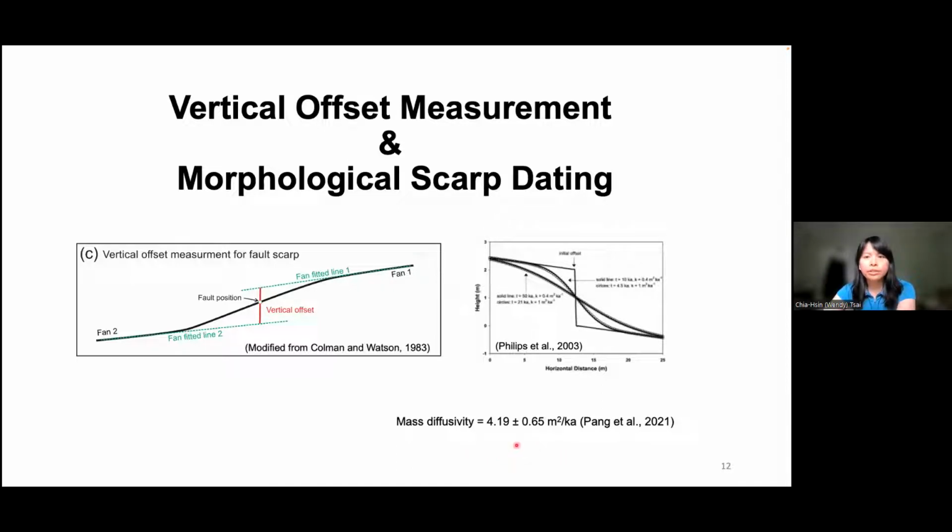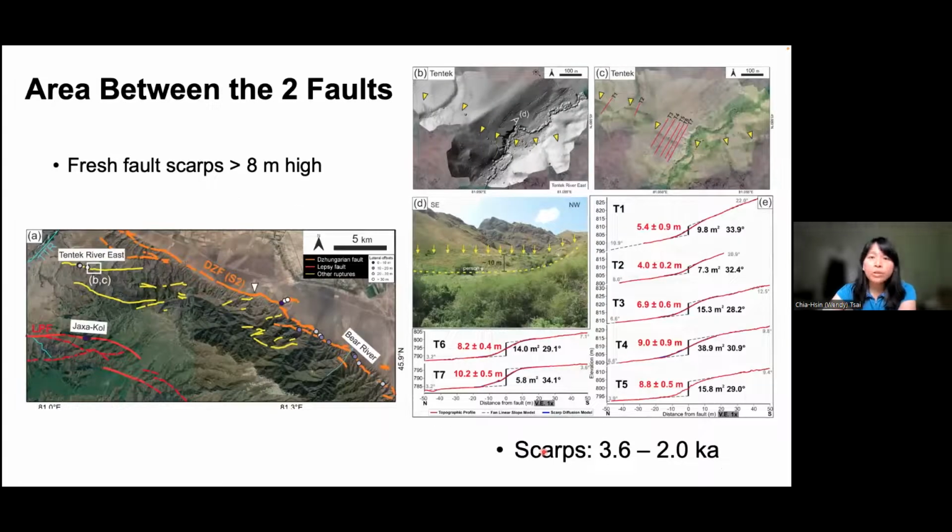This method has great uncertainty. However, it could provide some hints when there aren't many clues from the quaternary dating result, which is the situation in the Dzhungarian region. And the morphological dating results indicate these scarps are between 300 to 2,000 years old, which match with the timing of the older events suggested for the Lepsy Fault.